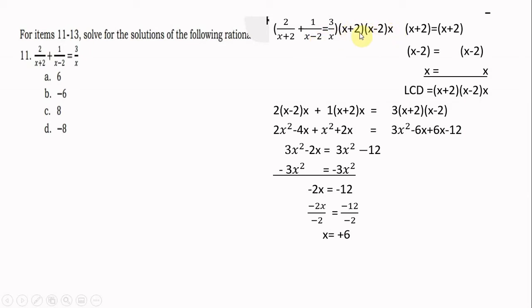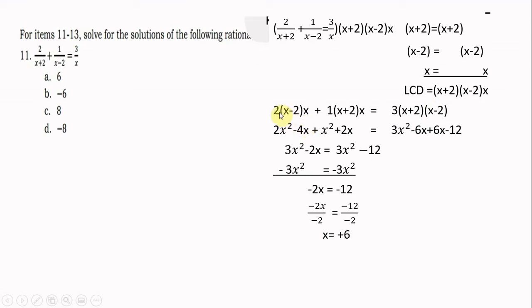The remaining is x times x plus 2, and here it is times 1. That's 1 times x plus 2 times x is equal to. Now this LCD is still multiplied to the right term, first term, and let's cancel out x. So the answer is 3 times x plus 2 times quantity x minus 2 here.